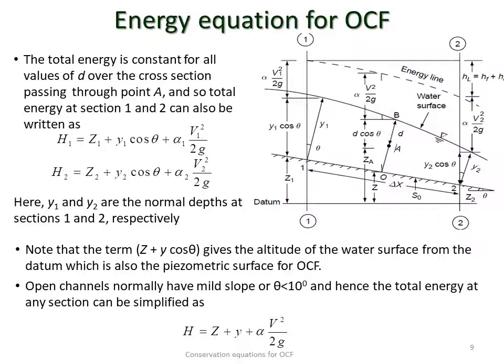And of course, as we discussed before, open channels normally have a mild slope, so cos theta can be neglected because its value is close to 1. In that case, the total energy can be given as capital H equals Z plus Y plus alpha into V squared by 2g.